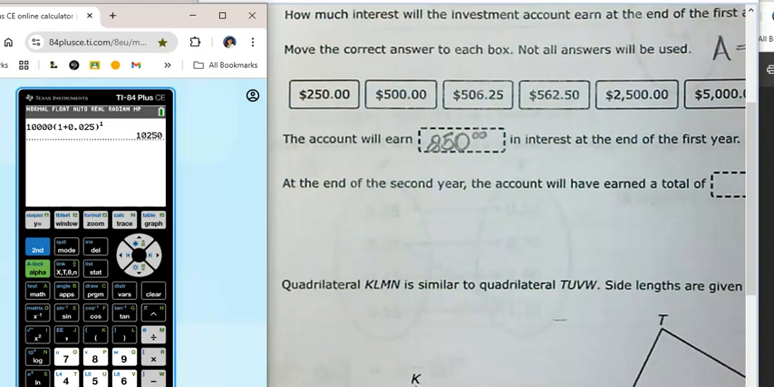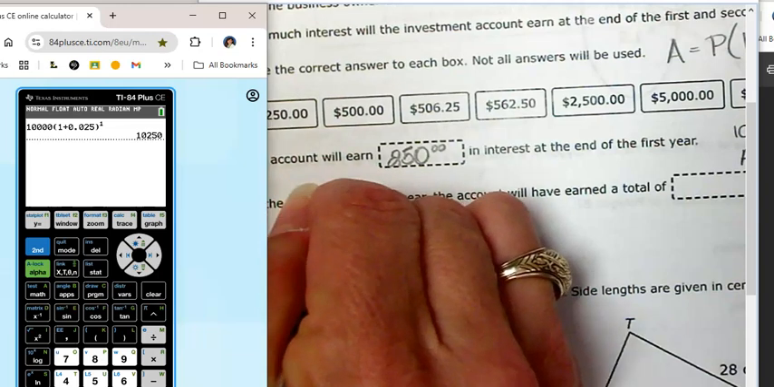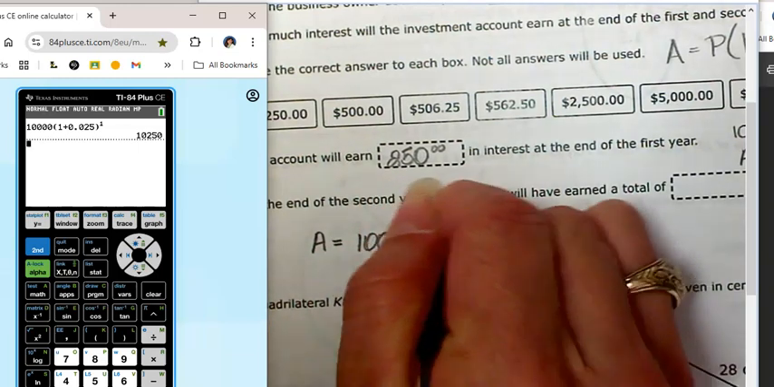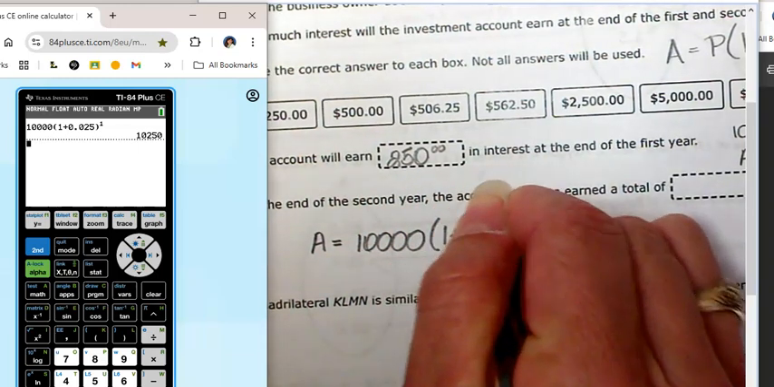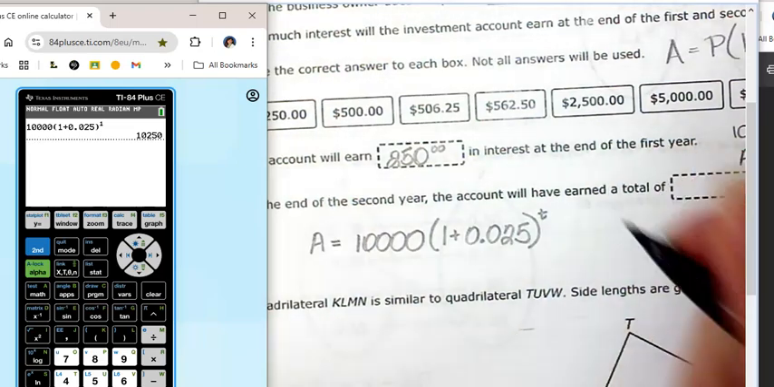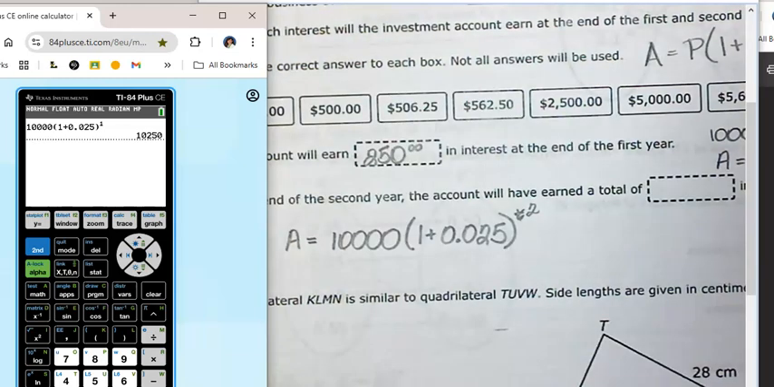At the end of the second year, the account will have earned a total of, okay, so again, take the principal that you put in the bank, 1 plus the interest rate, raised. This time, the time is 2 years, okay? So we're going to put a 2 there. And let's do the math again. 10,000 times 1 plus 0.025 raised to the second power, because now we're doing 2 years.